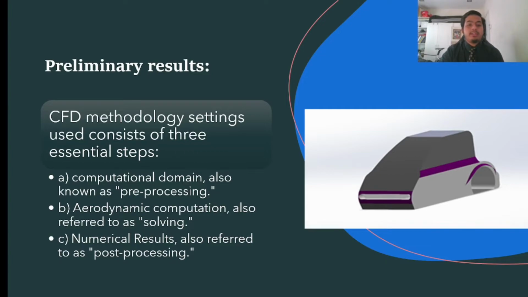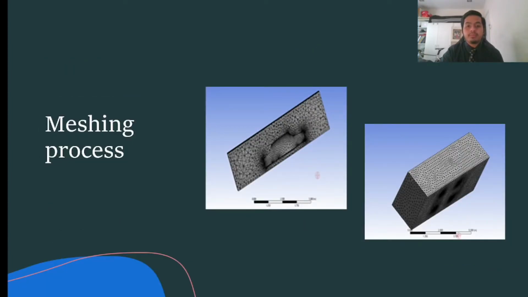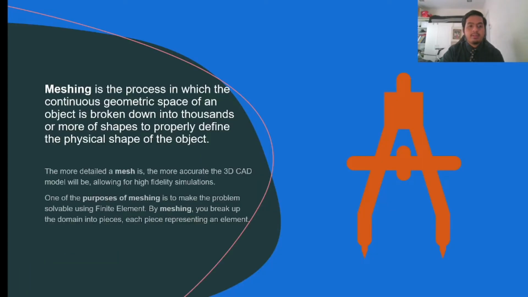The CFD methodology consists of three essential steps: the computational domain, also known as pre-processing; aerodynamic computation, also referred to as solving; and the numerical result, also referred to as post-processing. And this is the example that I obtained from ANSYS software on my meshing processes.